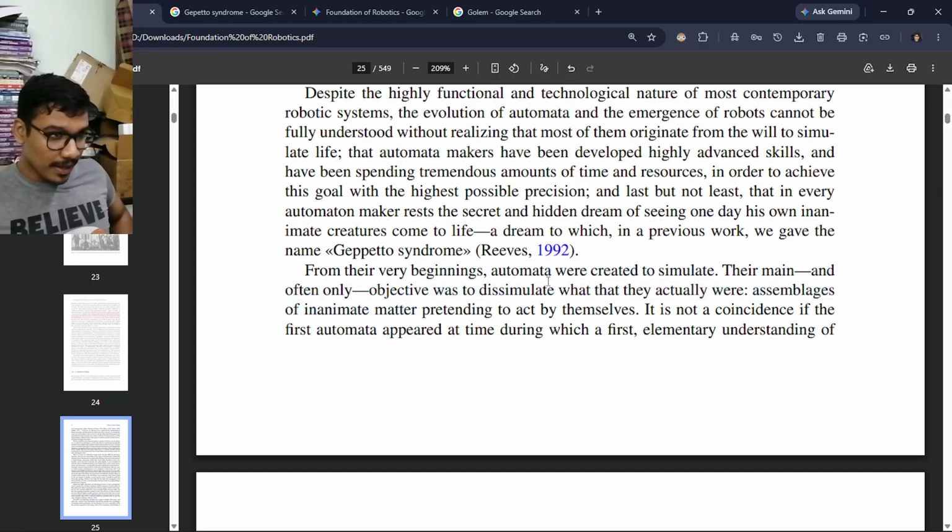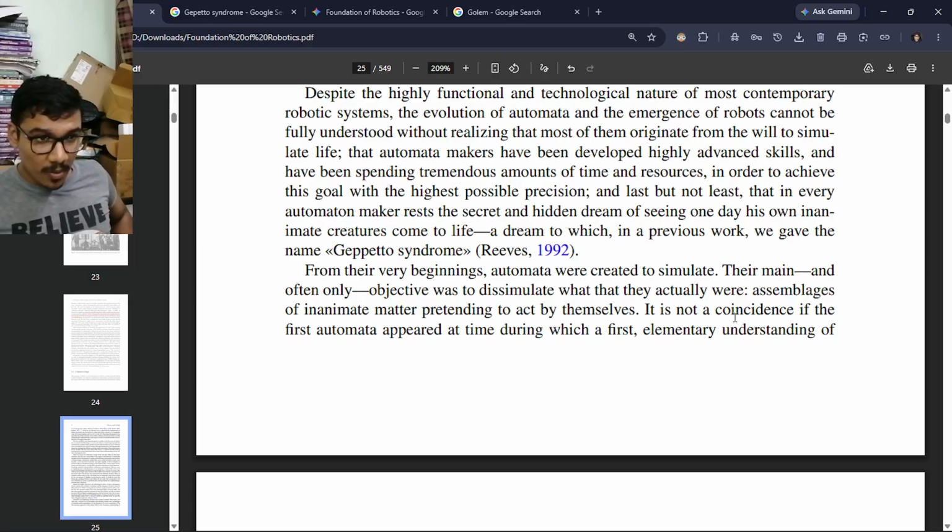From their very beginning, automata were created to simulate, and their main and often only objective was to simulate what they already were: assemblages of inanimate matter pretending to act by themselves.